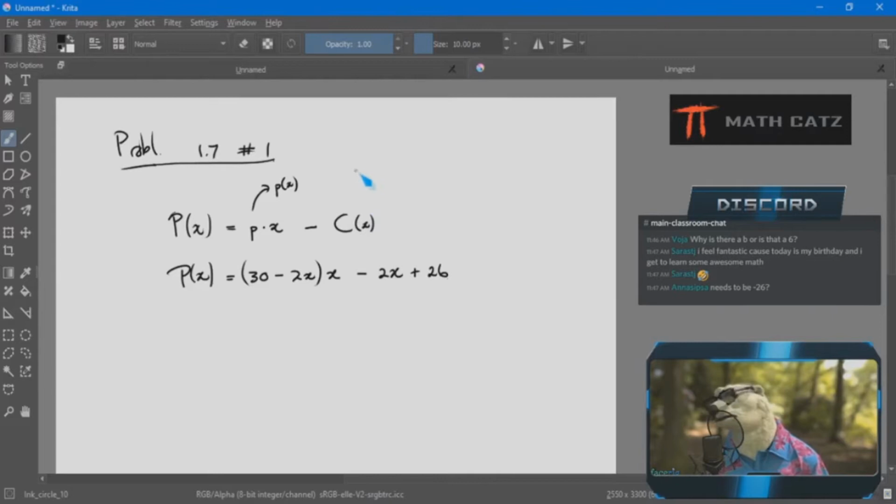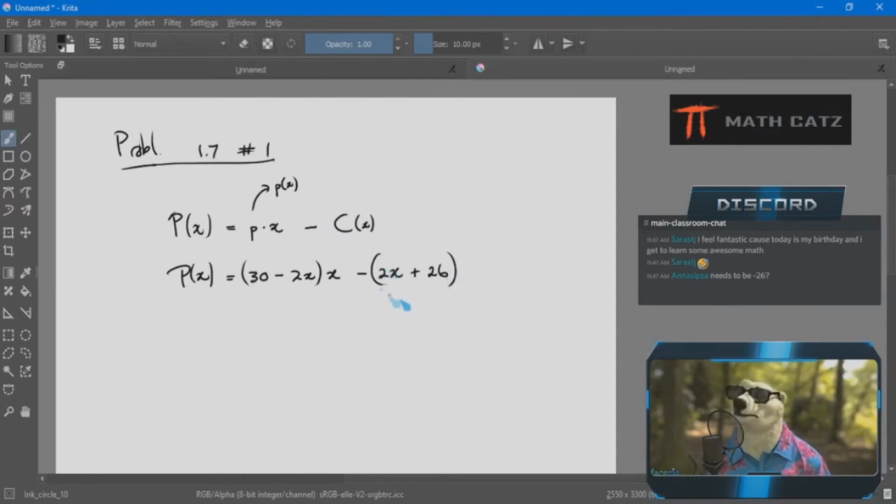Yes, you have to remember to subtract all of the cost. And the cost is 2x plus 26. If I knew, for example, I made 10 t-shirts, then I would have 20 plus 26, and that number is the cost that would need to be subtracted. So I need those brackets there. Very easy to miss the brackets.